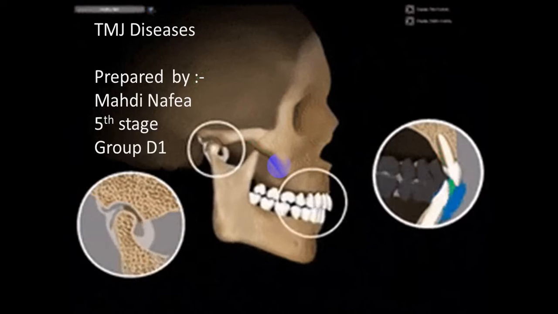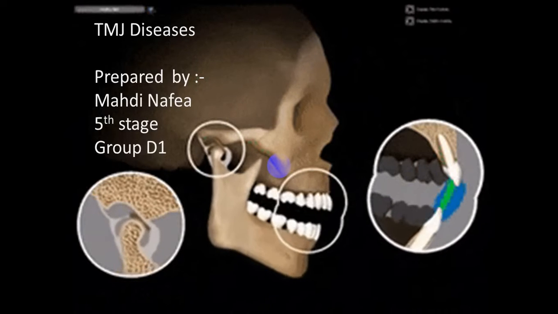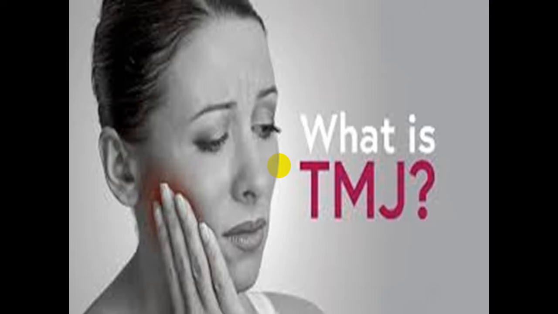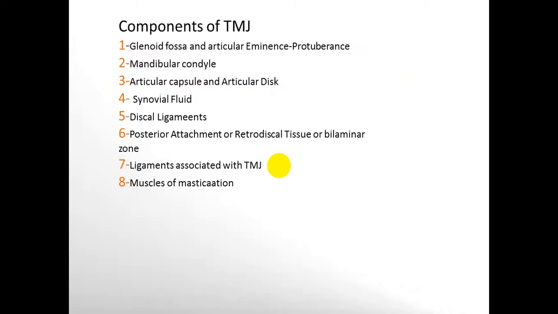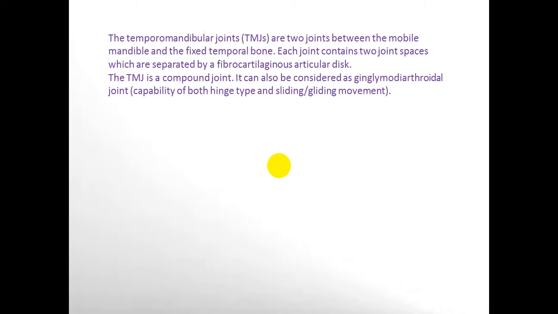University of Baghdad. Our subject today is the TMJ diseases. What is the TMJ? First, the temporomandibular joint is two joints between the mobile mandible and the fixed temporal bone. Each joint contains two joint spaces which are separated by a fibrocartilaginous articular disc.